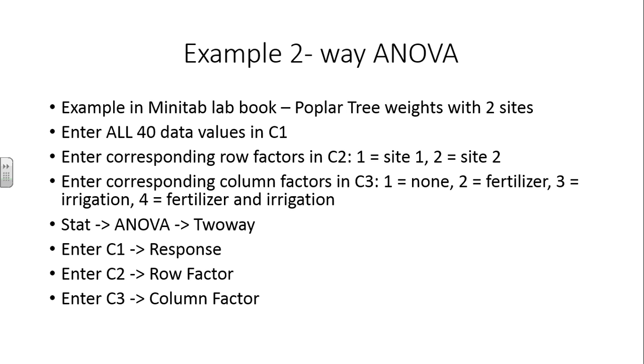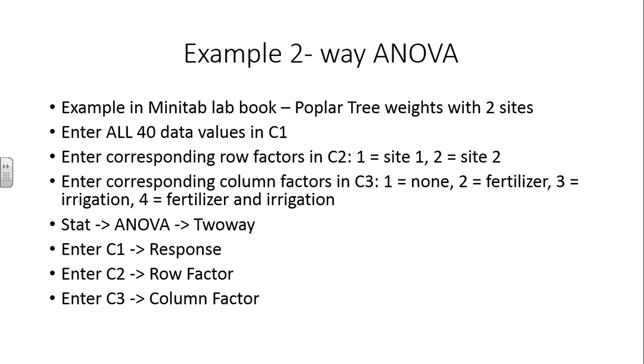And then in column 2, you're going to enter either a 1 or a 2 next to each of those 40 values, depending on whether they came from site 1 or site 2. Then in column 3, we're going to enter our treatments. And remember, we had 4 different treatments: none, fertilizer, irrigation, and fertilizer and irrigation. So in column 3, you're going to enter a 1, 2, 3, or 4, depending on whether that value came from treatment 1, treatment 2, treatment 3, or treatment 4.